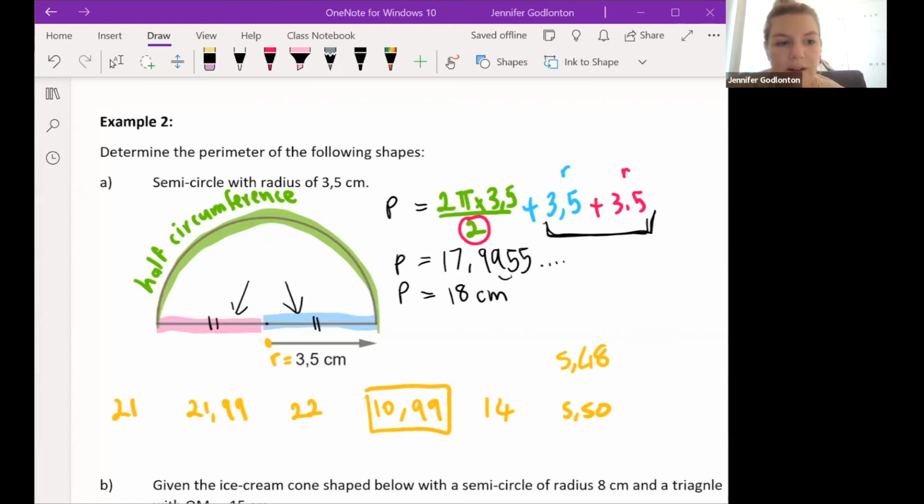Yeah, Dita Wolke, how can I help? Ma'am, I wanted to ask the 3.5, do you add it twice or you just wrote that? Yeah. No, we add it twice because we have 2 radii. So if we're only adding it once, then we would only be adding the blue or we'd only be adding the pink. But if we want the full perimeter, we'd need to add all of them together. Oh, okay.